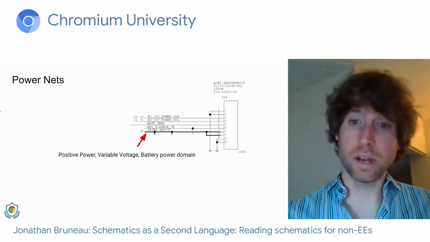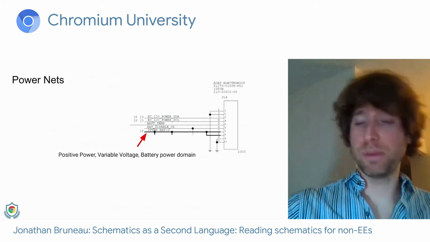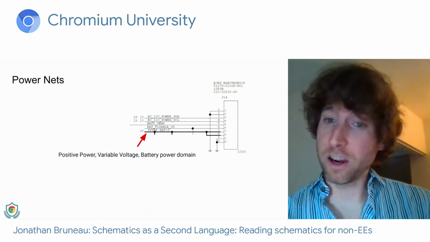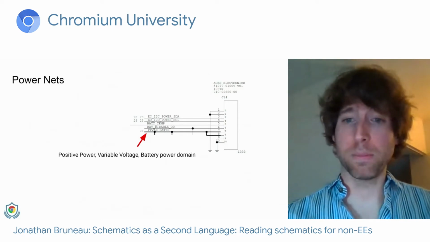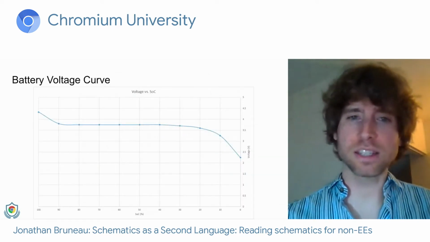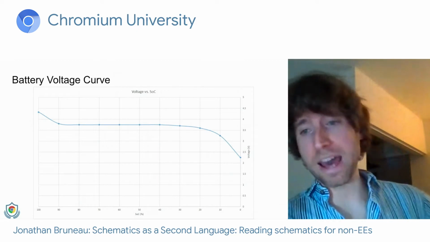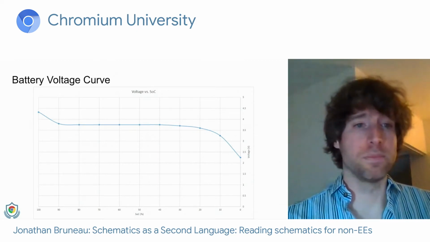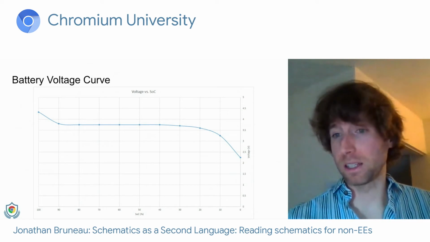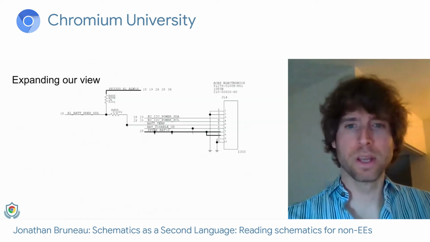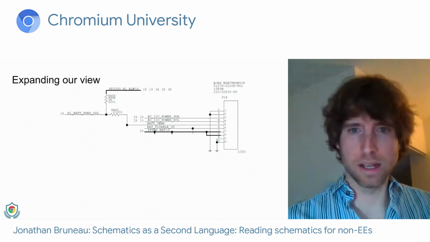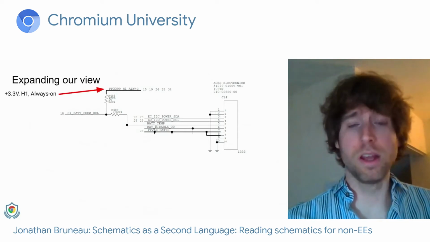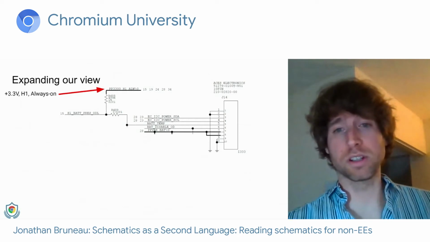Great. So now back to a schematic, we have PP VAR BAT. So this is positive voltage. It's a variable voltage, and it's the battery power domain. And this makes sense because if you look at the voltage of a battery as you charge and discharge it, it varies, right? So PP VAR BAT makes a lot of sense. Okay, now I expanded our schematic a little bit. You can see now there's a power rail here. It's a 3.3 volt H1 always on. H1 is our security chip.